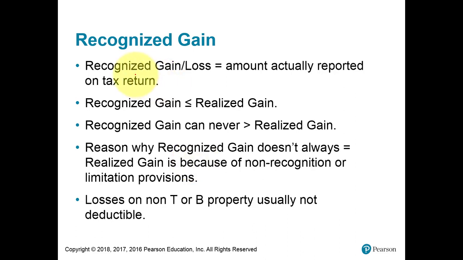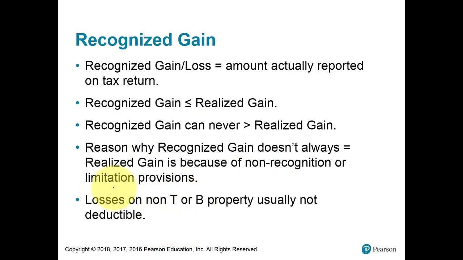Here it says that the recognized gain is going to be put on the tax return, and of course you're going to have to pay taxes on it. But it's not just as simple as that, because we're going to see different tax rates depending upon the character of the assets sold. Here it mentions that, as we saw in the previous screen, realized gain is always going to be bigger than or equal to the recognized gain, or just the opposite: the recognized gain cannot be bigger than the realized one.